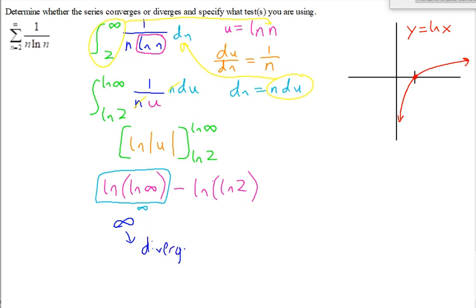And if the integral diverges by the integral test, that means the series would also diverge. So this one diverges by the integral test.